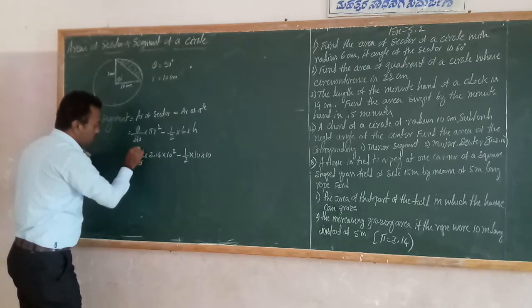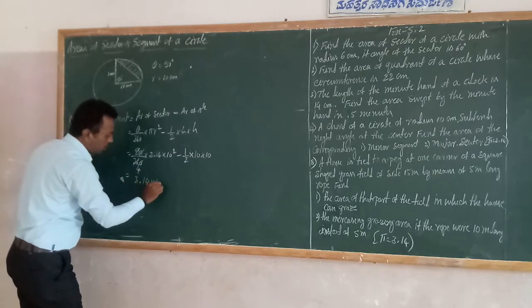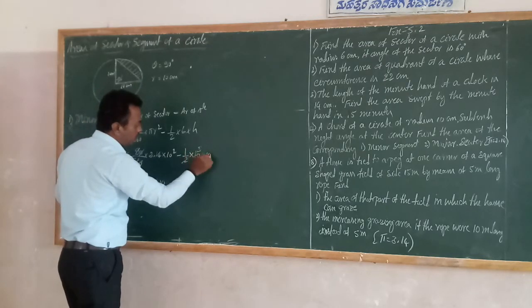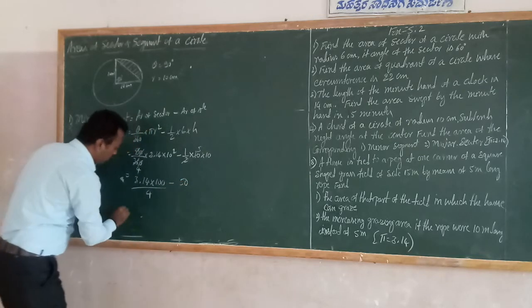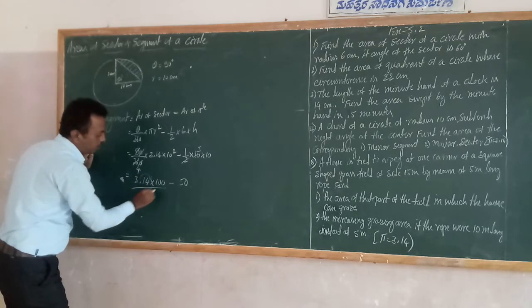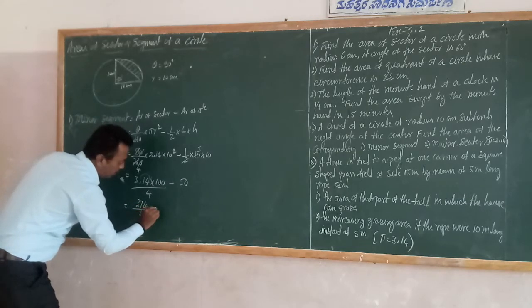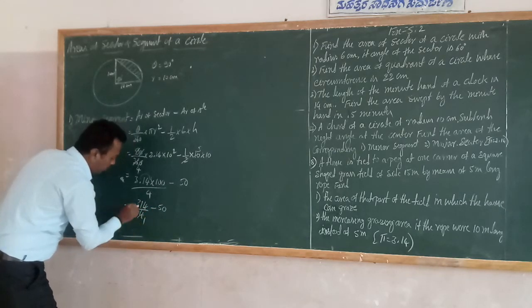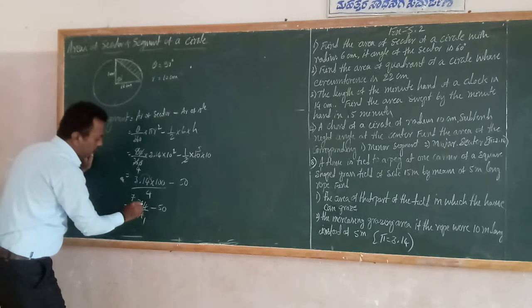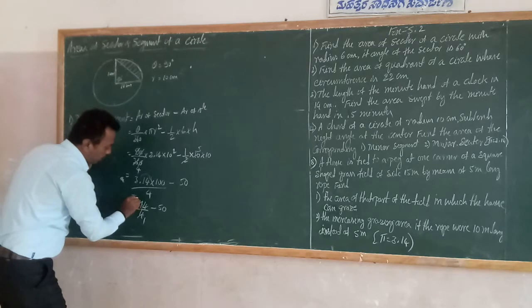Now 0 cancel, 9 ones are 9, 4s are. Therefore 3.14 into 10 square means 100 whole upon 4, minus half into 10 into 10, which is 50. Next students, 3.14 is there, no? So we shift the point two places because we should multiply by 100. That's why it becomes 314 divided by 4, minus 50. So 4 ones are 4, 4 8s are 32, and so on, 4 5s are 20.